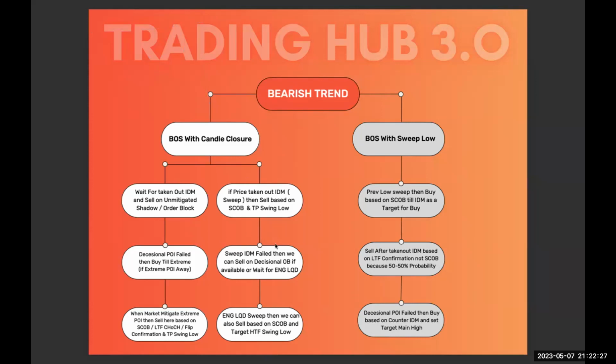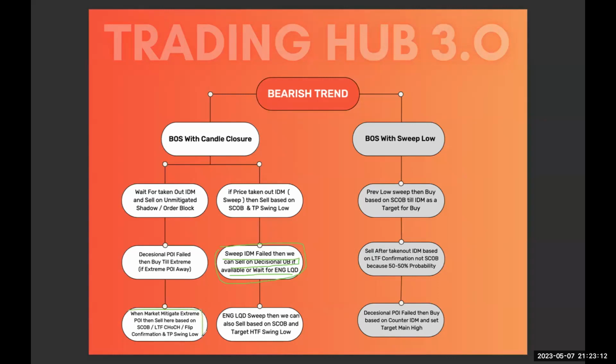And the next scenario is if inducement fails. Okay. And then how can you deal with this situation? Simply, if inducement fails, similar thing, you have to wait to mitigate your order block and then you can take entry for the sell. This one. Correct? Or if there is no order block available there, then you have to wait to mitigate your extreme order block or extreme, or you can say instant liquidity. After taking out the instant liquidity, just sweep the instant liquidity, then you can sell based on single candle order block. Correct? And target is the main low.